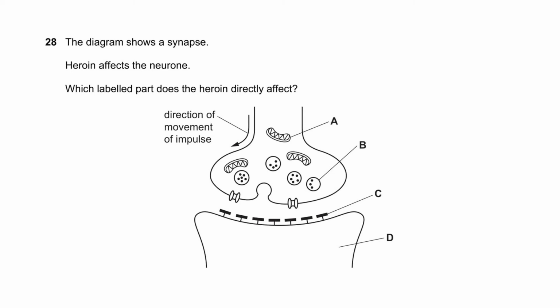Question 28 says the diagram shows a synapse. Heroin affects the neuron. Which labeled part does heroin directly affect? Heroin affects synapses in the brain in general. However, it fits into receptors that normally accept neurotransmitters called endorphins. So heroin directly affects the neurotransmitters, which is C in this answer. It affects the whole synapse, yes, but the question says directly, so the answer is C.